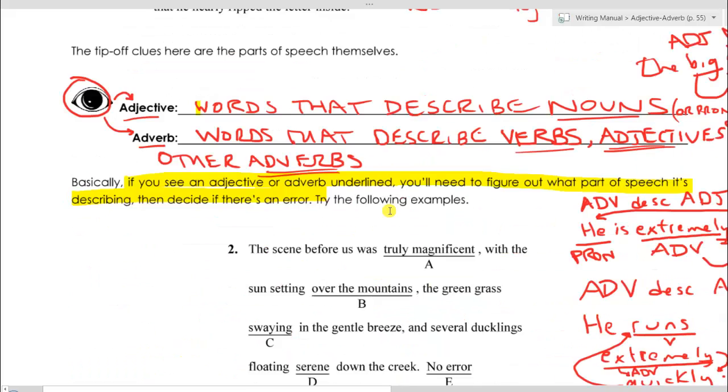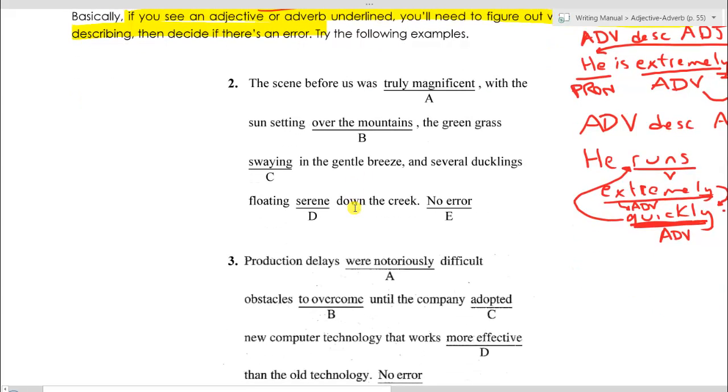That is example 1. Example 2 and 3, I would go ahead and do both of those right now. Press pause on the video if you would like. So in number 2, we have: the scene before us was truly magnificent with the sun setting, and so on. Since we're in the adjective adverb section, I will allow you to just focus on the adjectives and adverbs.